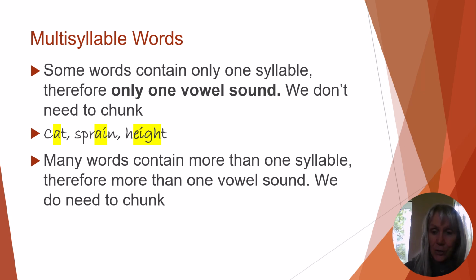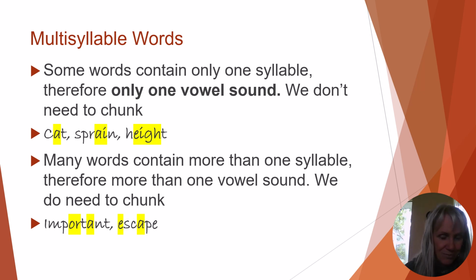So we do need to chunk words like important or escape. We can see in important that we have several different vowel sounds, right? We have 3 actually, and therefore 3 syllables in this multi-syllable word. We are going to be working with 3 syllables, 1 syllable at a time. In escape, we have 2 vowel sounds, so we'll be working with 2 syllables, 1 syllable at a time. We're still only working at 1 syllable at a time, but in order to do that, we must be able to break our multi-syllable words down into syllables.